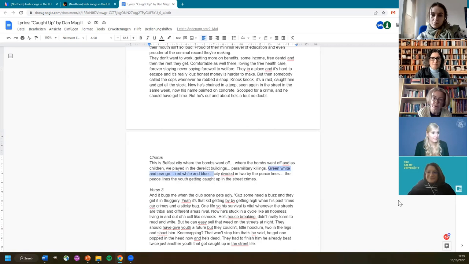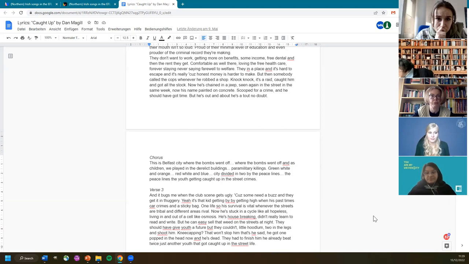Then as regards the skills, we thought that when you let the students listen to the song, we would definitely give them the lyrics to read along with the song, because the accent is quite challenging for an English foreign language learner to understand. But that doesn't mean that you can't include gaps for some words while you have them listen to the song.